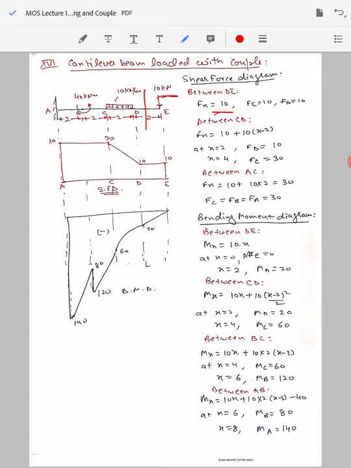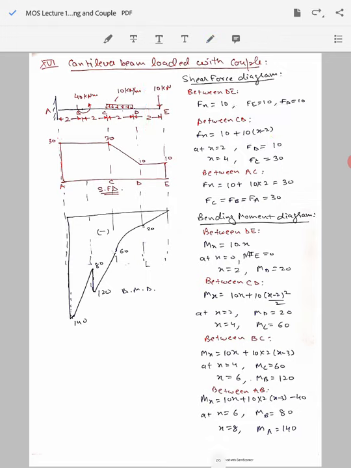Shear force equation will be simply Fx is equal to 10, which will give you the constant value from point E to D as 10 kilonewton. Between span CD, it will be 10 plus the shear force value because of the applied load.